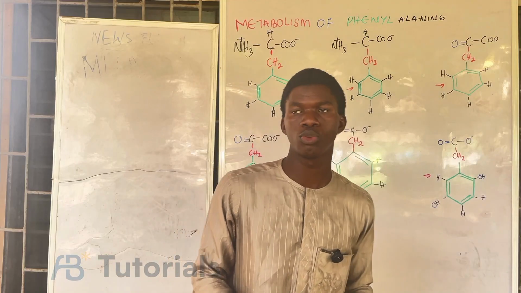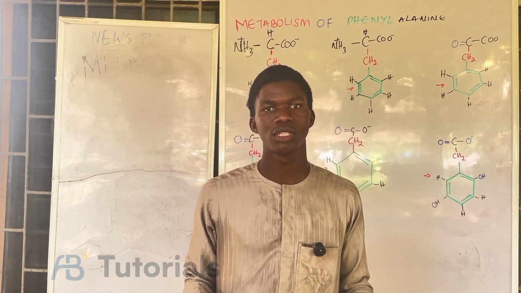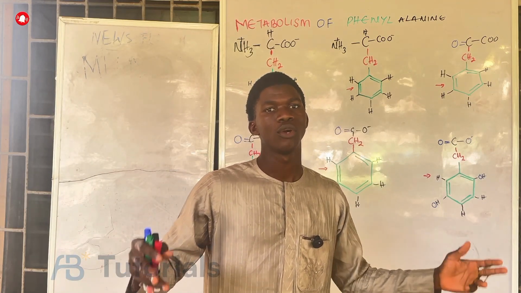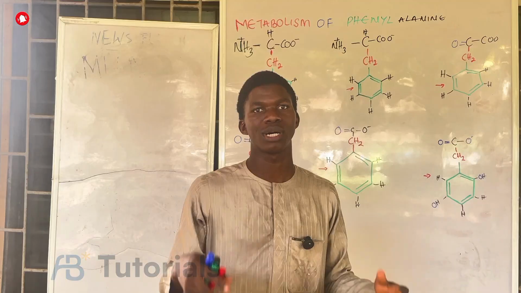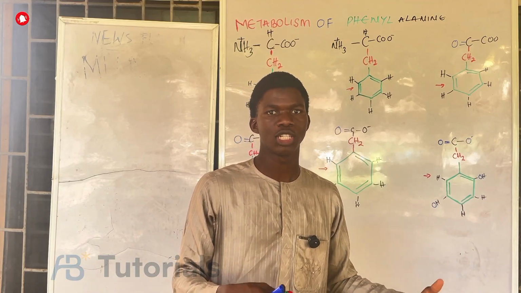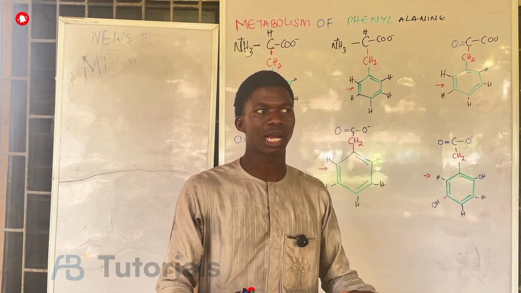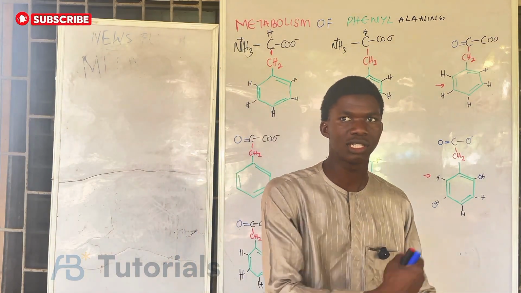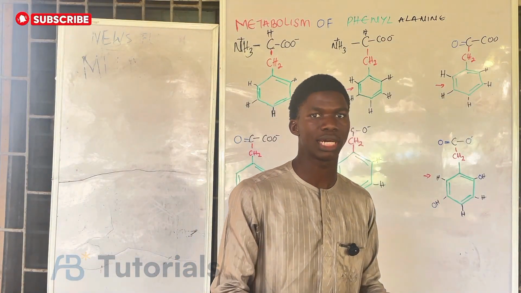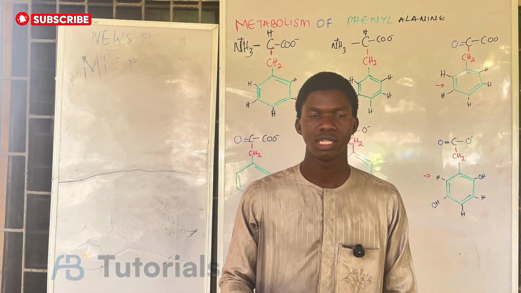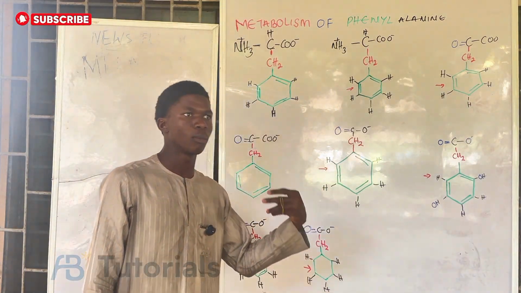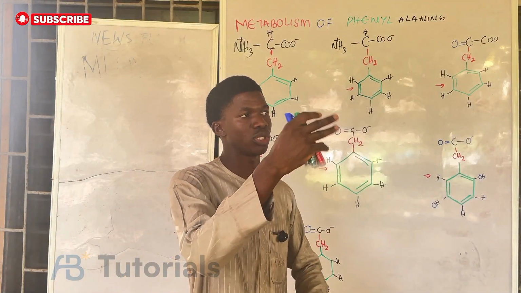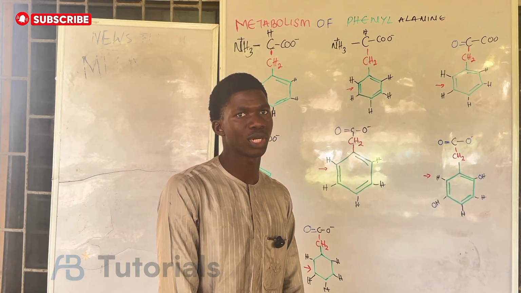Trust me. So today we'll basically be talking about the metabolism of phenylalanine. So the first thing is, what is phenylalanine? Phenylalanine is one of the essential amino acids. What do I mean by essential amino acid? It means that this type of amino acid cannot be synthesized by our body. It means that you need to take in this amino acid through your diet. So when you take this amino acid, it can then be used to synthesize other types of amino acid like tyrosine, and it can also be used in other forms of proteins. I hope you understand that.